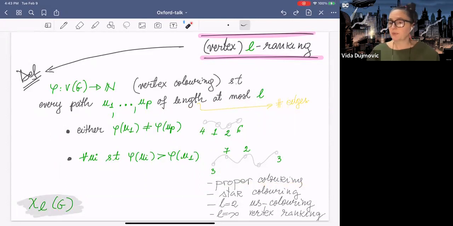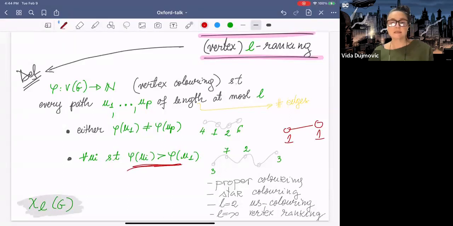Okay, so this is a proper coloring because, for example, this is a path, and if you give them the same color, then you are breaking this thing. There is no vertex here with a bigger color than its endpoints. It has to be a strictly bigger color than the endpoints. Okay, so it's a proper coloring.